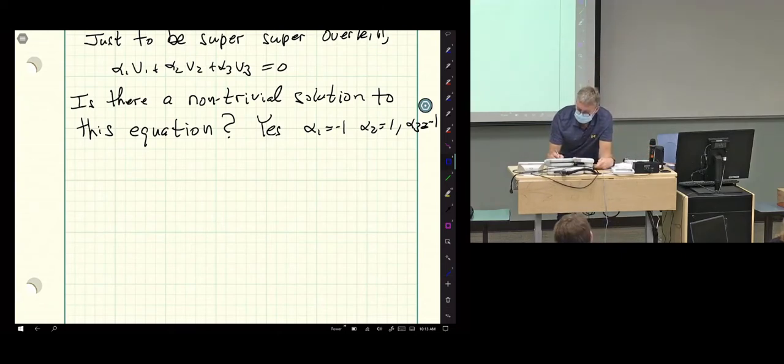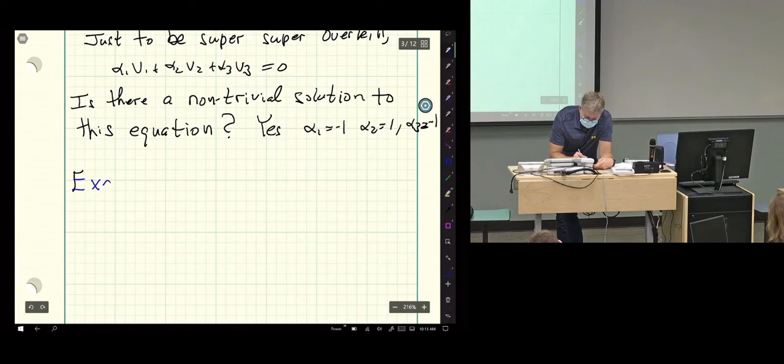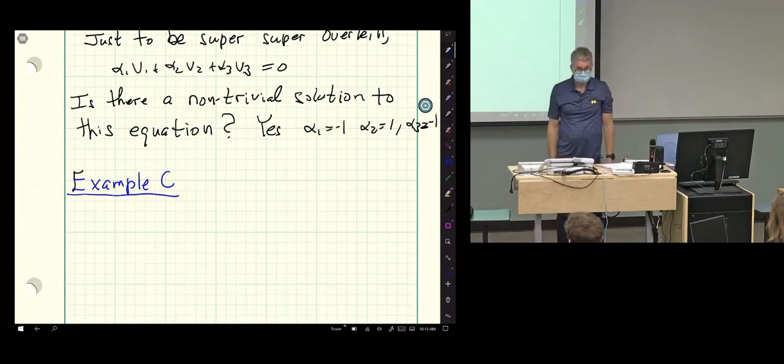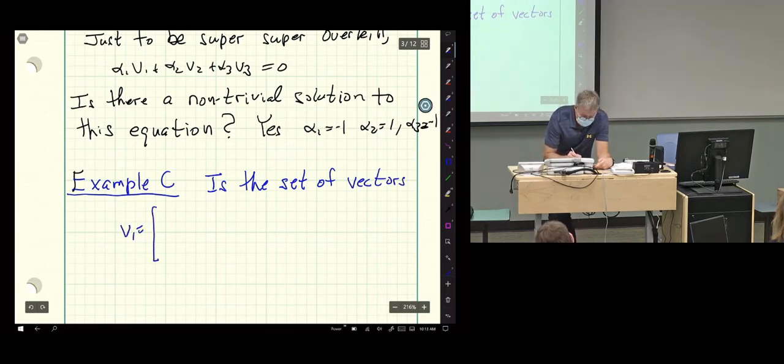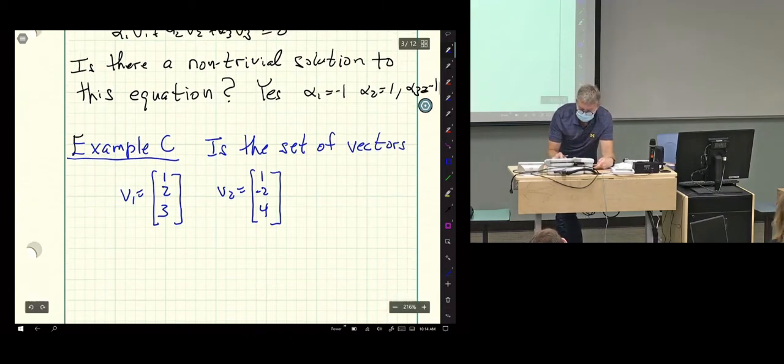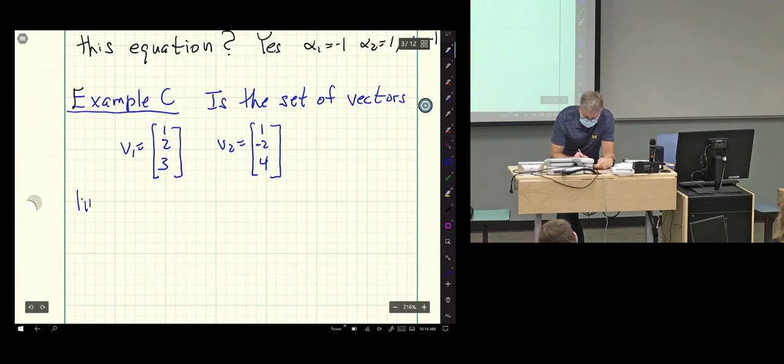So let's do one that's a little bit less trivial. Example C. And then we'll do example D that is just going to push us over the edge and try to make us do something else. So is the set of vectors, now V1 has 3 components, wisely selected. V2 also has 3 components, more or less randomly selected. Is this set of vectors linearly independent?